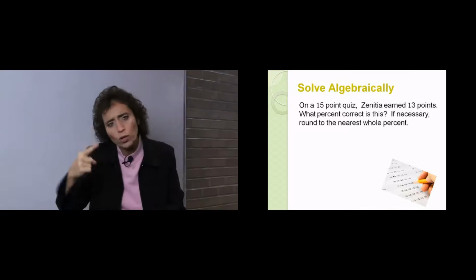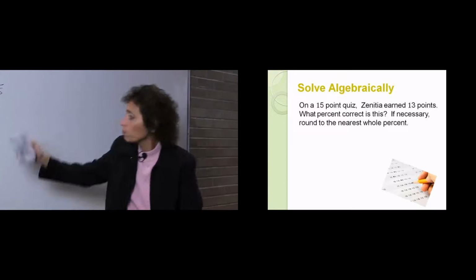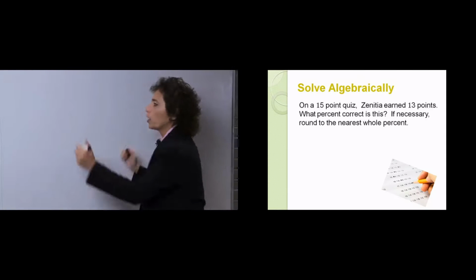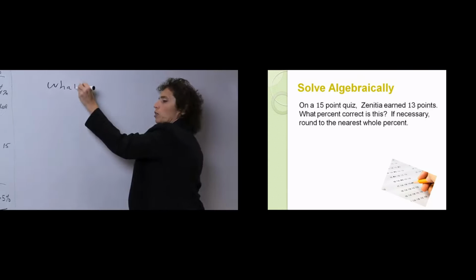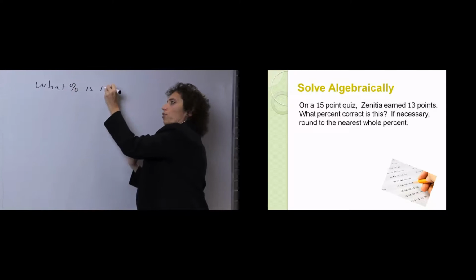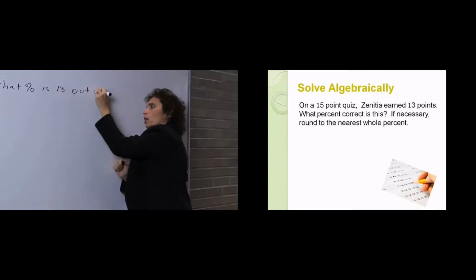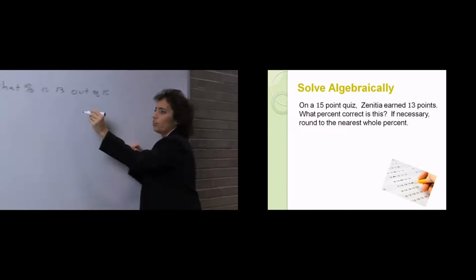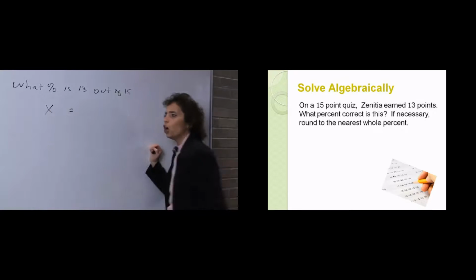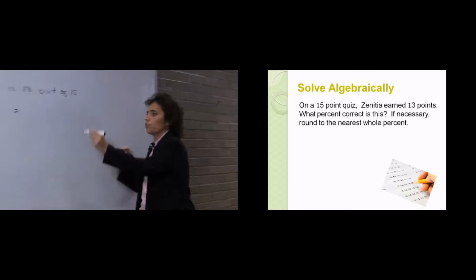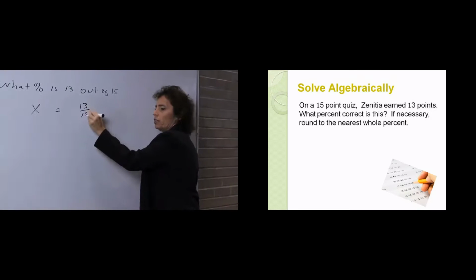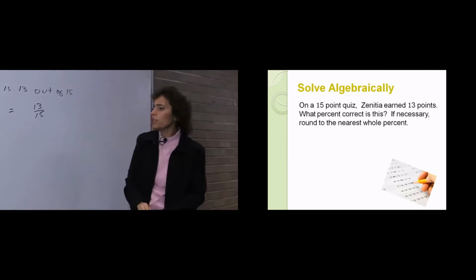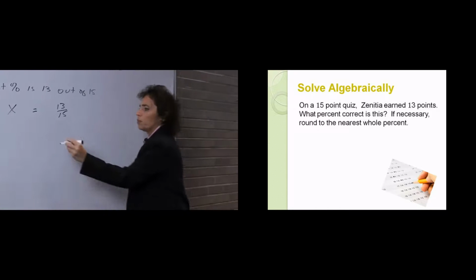Actually, this is truly what's going on if you want to write down all the words. I like that, but watch if I write down all the words. It's really what percent, because that's what we're looking for, is 13 out of 15. That's all we're doing. Is your equals. What percent? I have no idea. Is 13 out of 15. Done. That's exactly what we did before. We just didn't write it all out. Okay? And now we just divide. Remember how to divide?